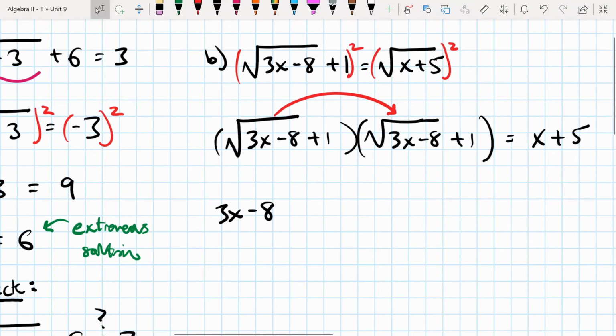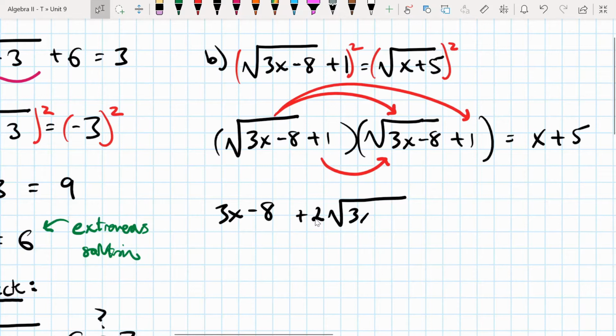And now we're going to multiply 3x minus 8 by 1, and then add to it 1 times 3x minus 8. Well, that's plus 2 times the square root of 3x minus 8. And then lastly, we're going to take 1 and multiply it by 1. So we're left with this.